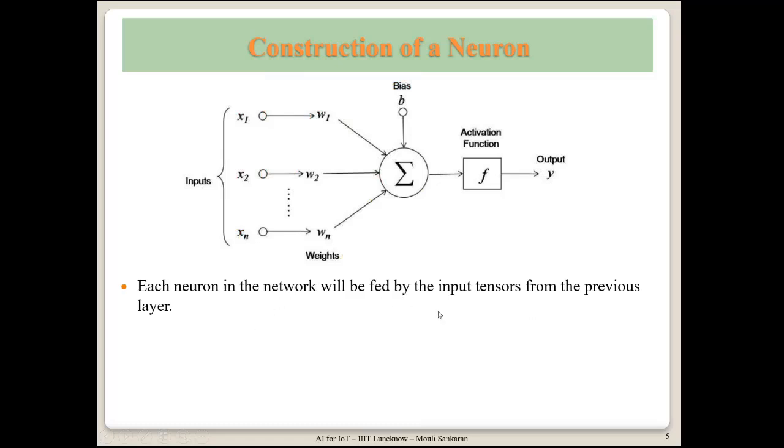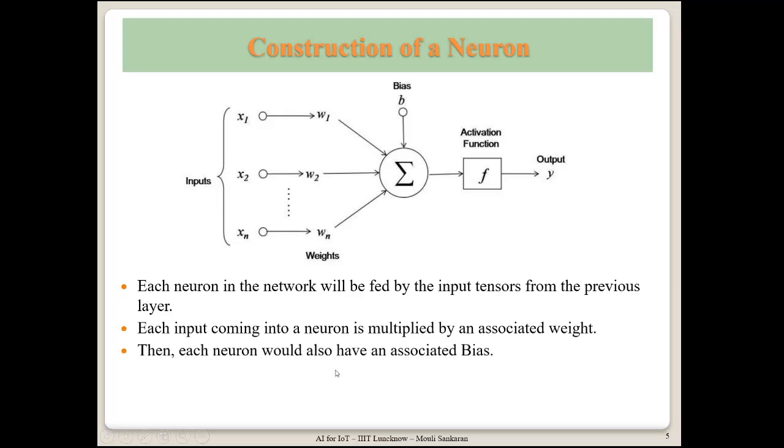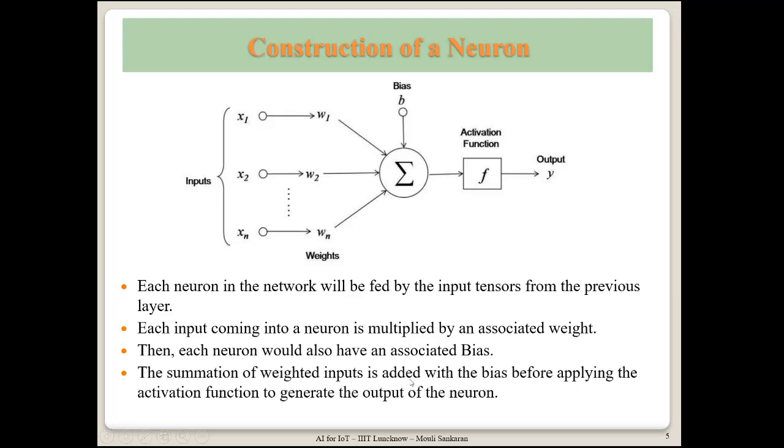So each neuron in the network will be fed by the input tensors. Again, all of them are tensors only, nothing else. Each input coming into a neuron is multiplied by an associated weight. Then each neuron would also have an associated bias. The summation of weighted inputs is added with the bias before applying the activation function. So bias is also added along with the weighted inputs, and then the activation function is applied on it to find out the value of output. That will be the input for the next layer.